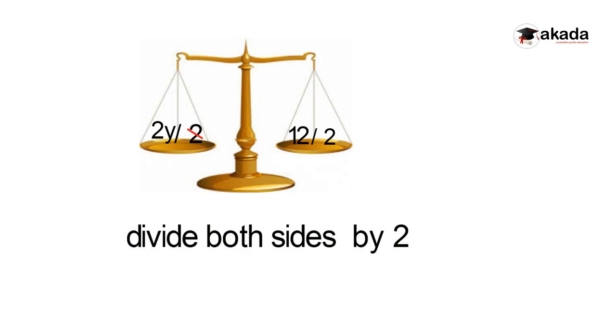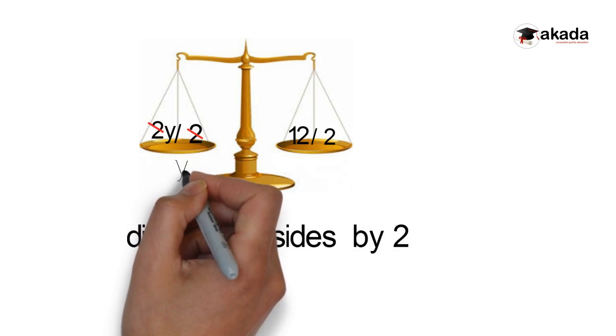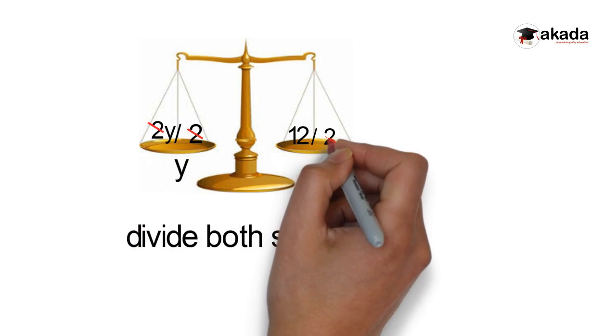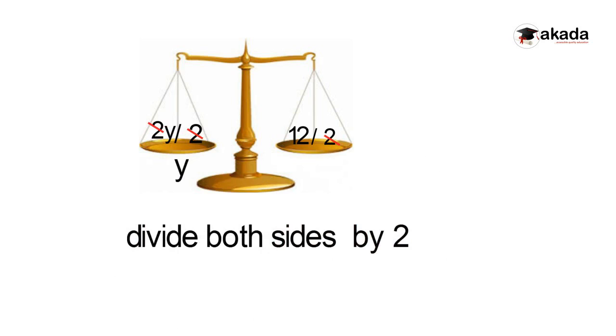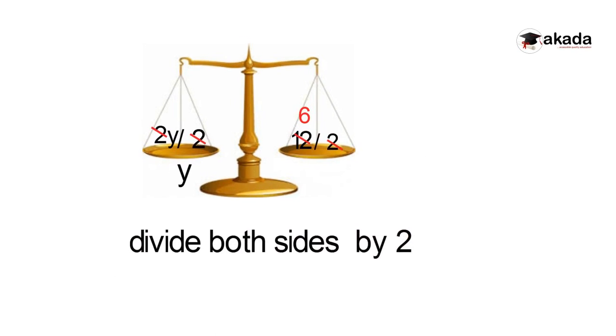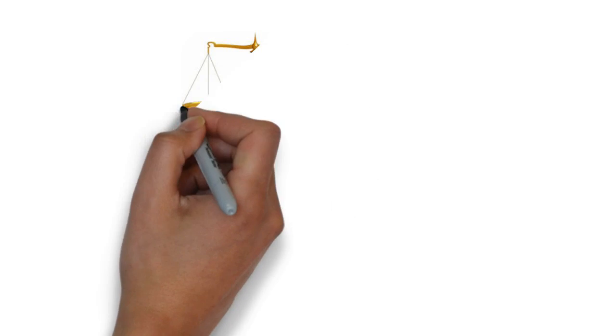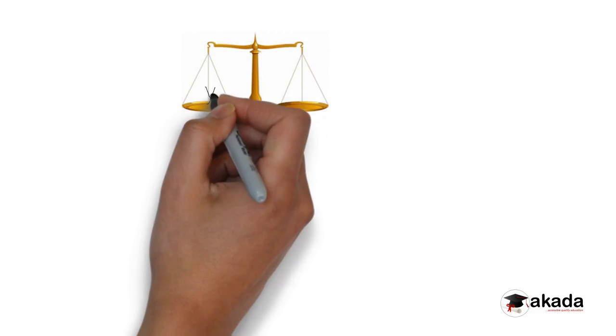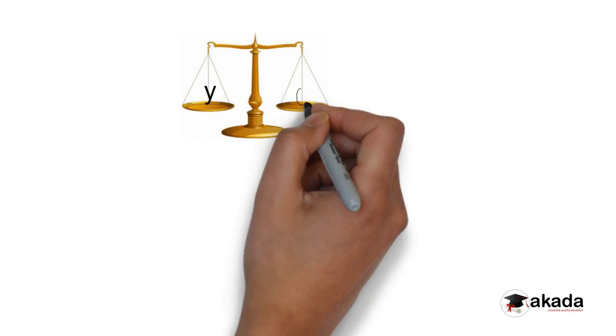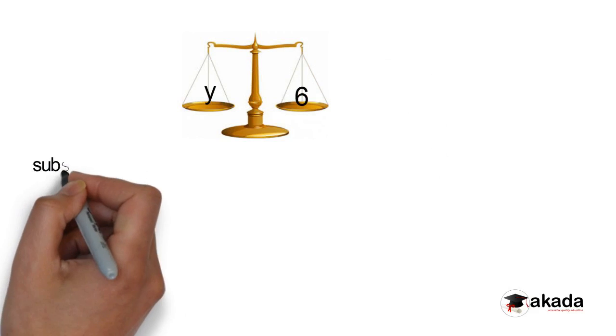2y over 2 will give me what? 2 cancels out 2. I have y. 12 divided by 2 will give me what? 6. So I have on the scale one side y, on the other side is 6. This means that my y equals what? 6. So, substituting y equals 6 in the equation now.